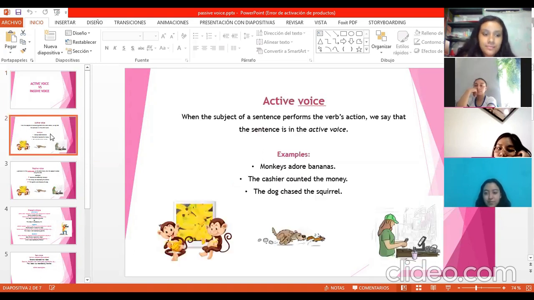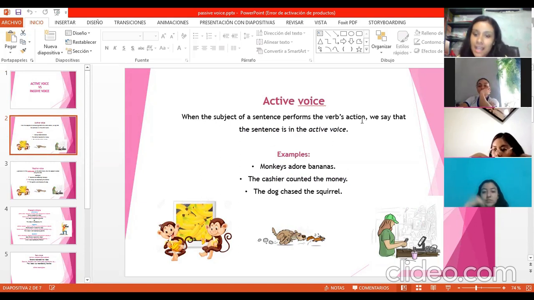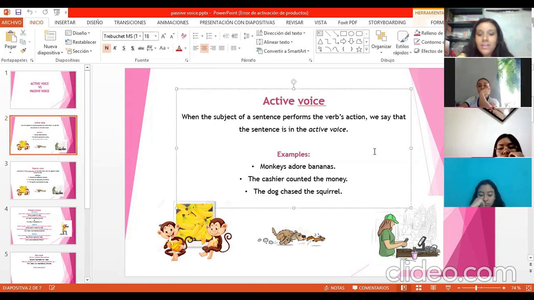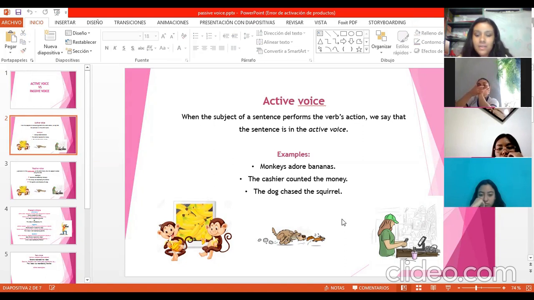Okay. Then, the difference between active voice and passive voice: when the subject of a sentence performs the verb's action, we say that the sentence is in active voice. So here are some examples. For example, monkeys adore bananas, or the cashier counted the money, or the dog chased the squirrel.